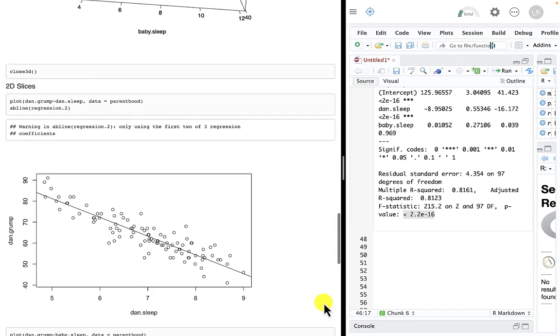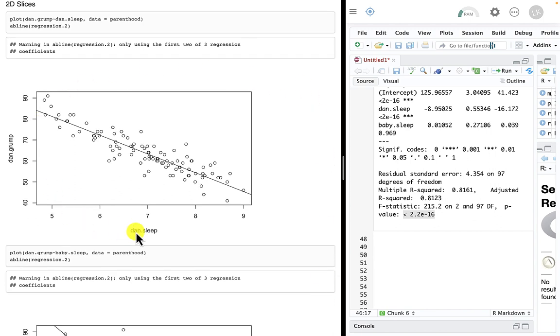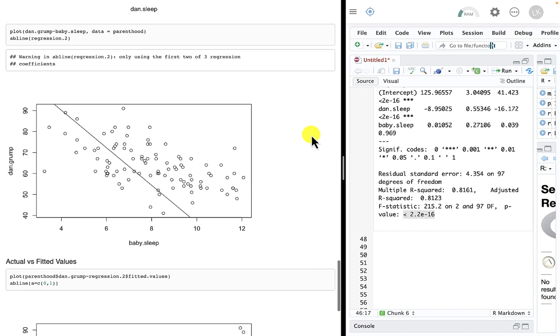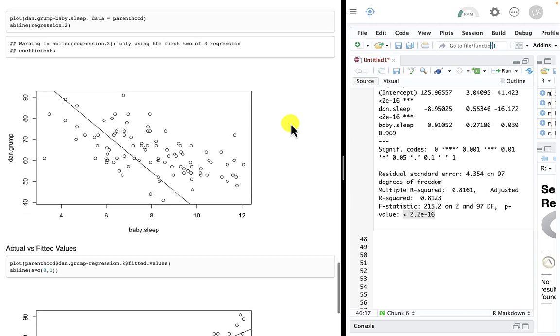We can slice this in the 2D way. In this case, Dan.sleep totally dominates baby sleep in predicting, and we have this really strong linear relationship. It looks good, no problems. The dots look linear, all that good stuff. But when we look at baby sleep, the actual regression line, this is that function. If I were to look straight on edge with baby sleep down here and Dan.grump over here, this is what I would see of that plane. It makes this line right through here. It doesn't really fit these dots because baby sleep isn't really that explanatory of Dan.grump.